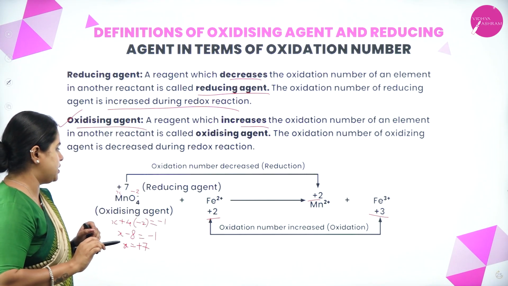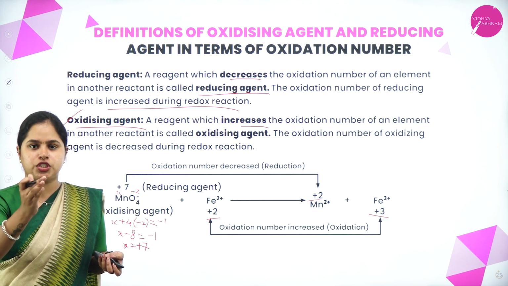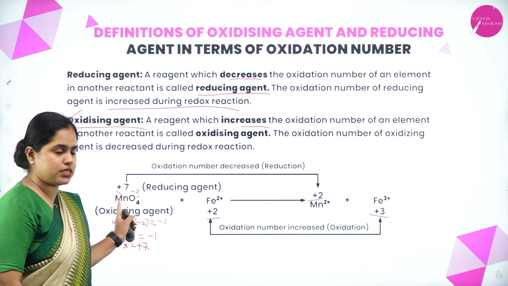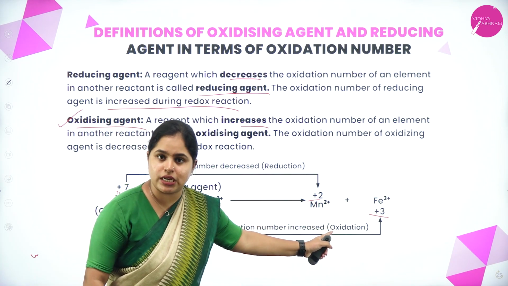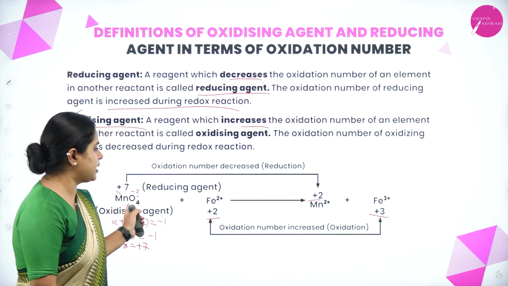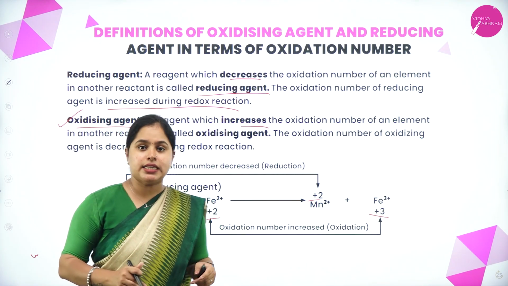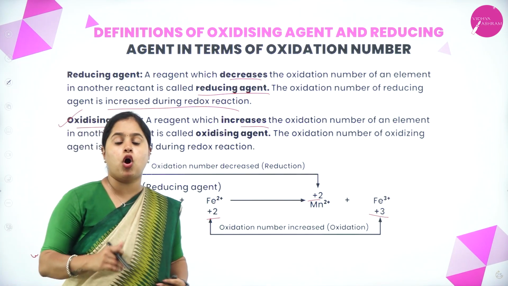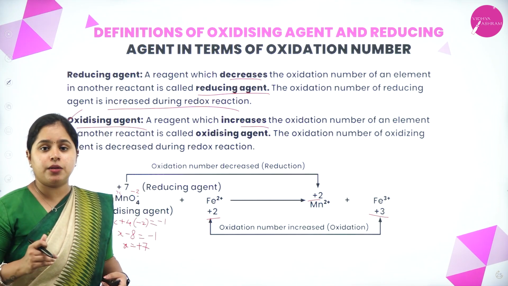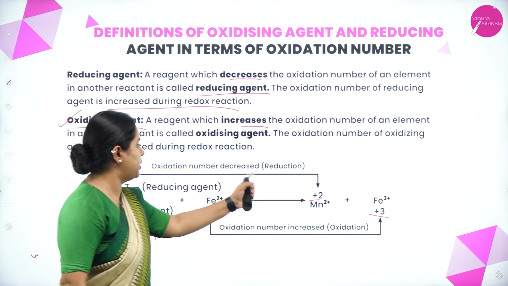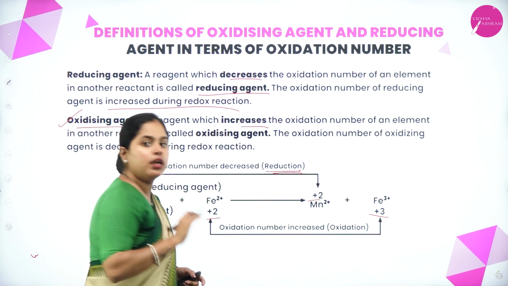So now we are going to see which is undergoing oxidation and which is undergoing reduction. Here you can see it is Mn, manganese, in +7 state, and here it is in +2 state. So what has happened from the reactant side to the product side? The oxidation number has decreased, right? From +7 to +2, the oxidation number has decreased. So that means manganese is undergoing reduction, right?